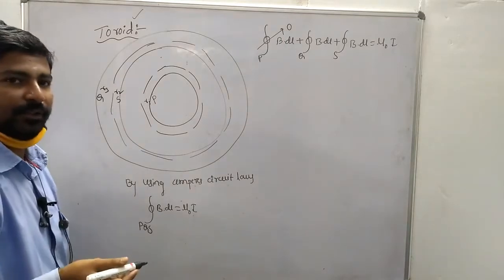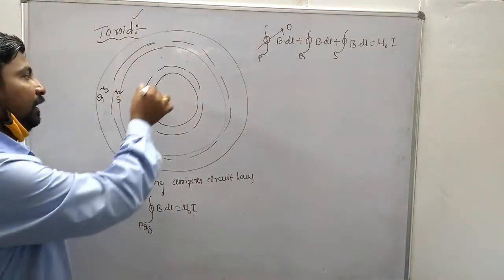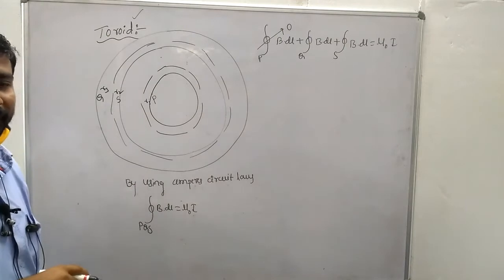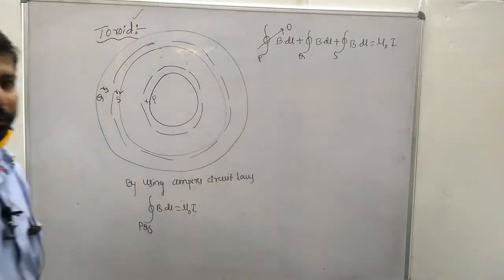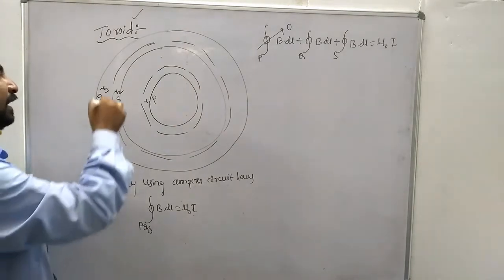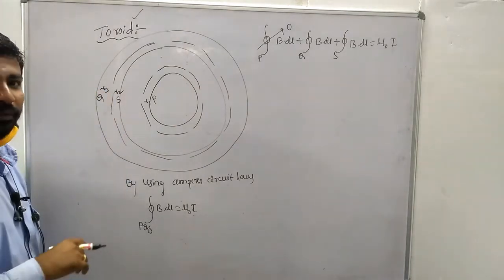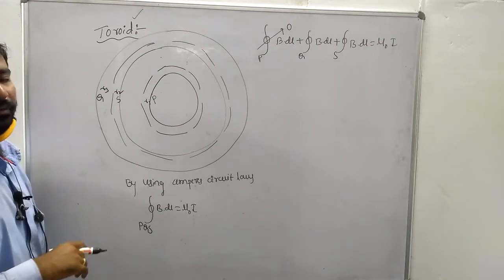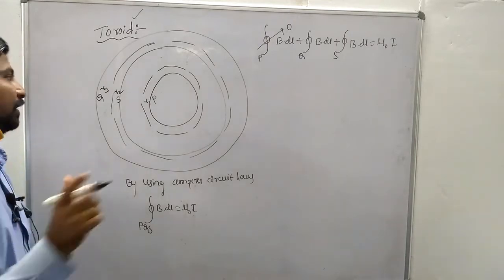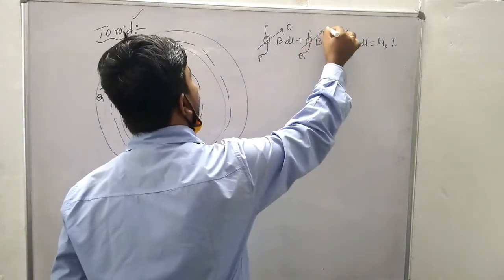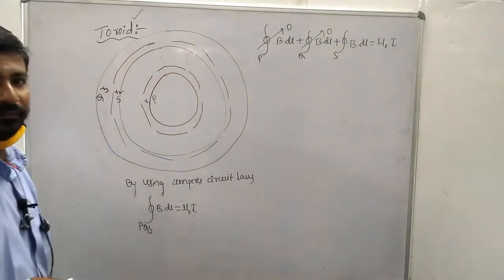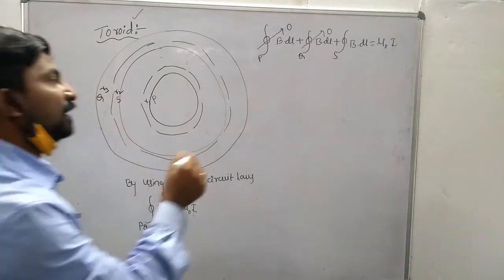If B is equal to 0, so in the P loop there is no current passing through it, hence B is 0. Similarly for the loop Q, again B is 0 because the net current is also 0. So Q is also 0. Only S remains.